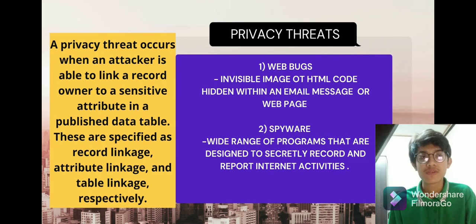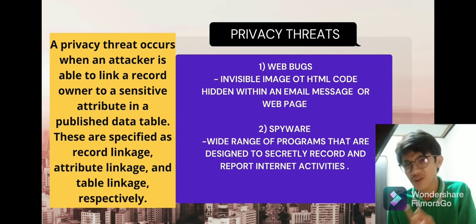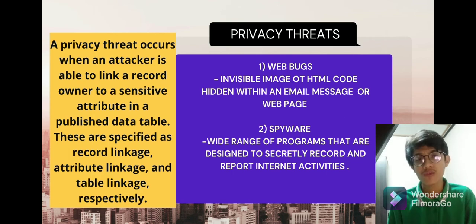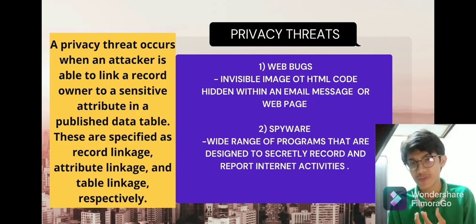The other one is privacy threat. A privacy threat occurs when an attacker is able to link a record owner to a sensitive attribute in the published data table. These are specified as record linkage, attribute linkage, and table linkage respectively. For example, number one is web bugs, which means an invisible image or HTML code hidden within an email message or web page. The second one is spyware, a wide range of programs that are designed to secretly record and report internet activities.